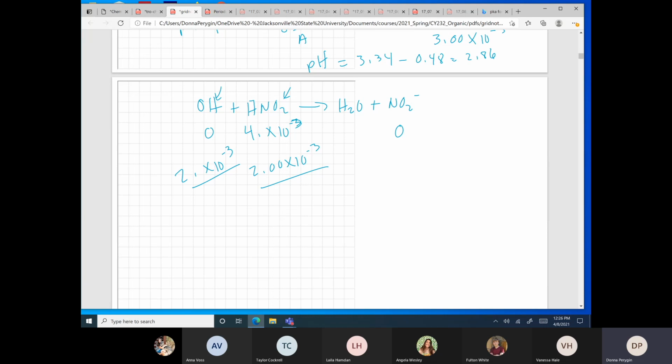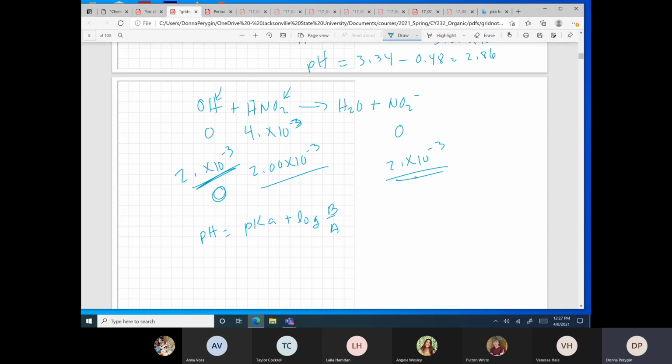So we've got equal amounts of this at half the equivalence point because half of this has been neutralized. And also we've got 2 times 10 to the minus third moles of the NO2 minus as well. So pH is equal to the pKa plus the log of the base over the acid. And here's our conjugate base, okay? So we're adding 2 times 10 to the minus third moles of hydroxide. So we're going to end up with no hydroxide because it completely reacts. Our conjugate base is the NO2 minus, that's this, and our acid is this.